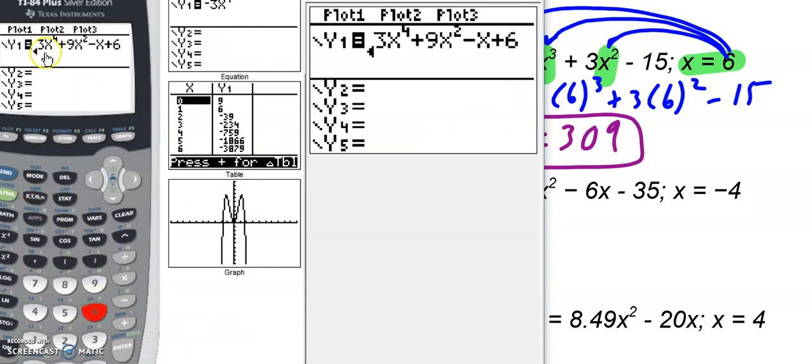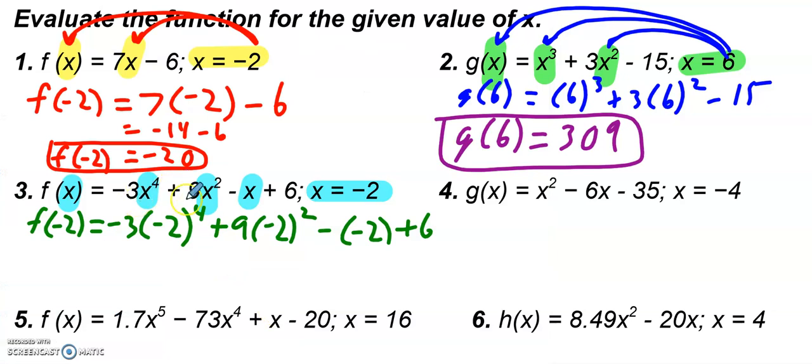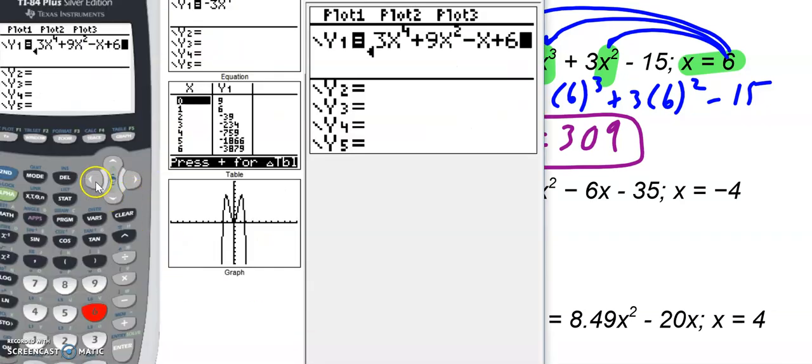So the nice thing about this is I can look at this, -3x to the fourth plus 9x squared minus x plus 6, and make sure I did that correctly. And now, sorry, I did do a negative, correct?